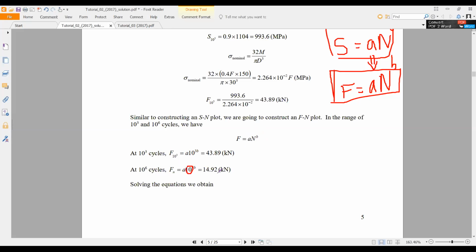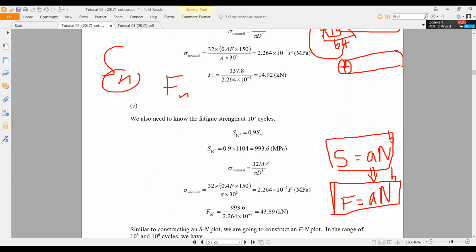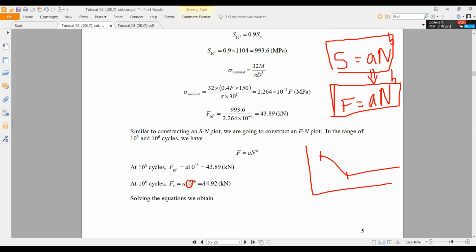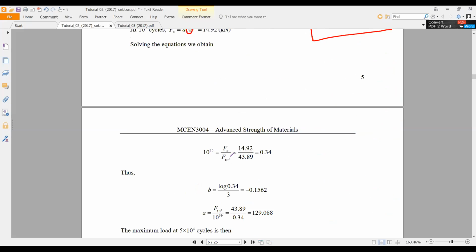Okay, and then those two equations should be equal to these two values, isn't it? This value and this value, 10 to the power 3 load and 10 to the power 6 load. This is because if you draw the Fn curve, that initial point and this point, if it is on this line, that equation should be satisfied by these 2 points. Okay, so then you can find out a and b.